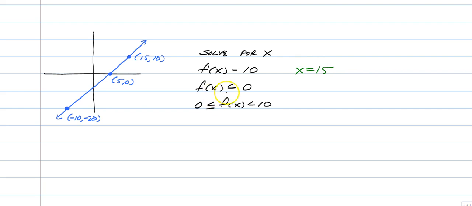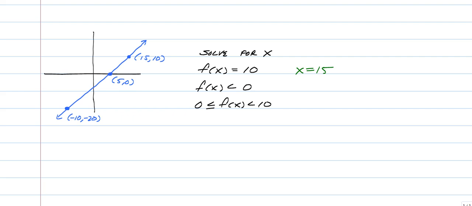So f(x) is less than 0, which x values make that happen, and 0 is less than or equal to f(x) is less than 10. Again, this is something you should easily be able to do on your own, so pause the video and give it a try, and we'll see how you did.